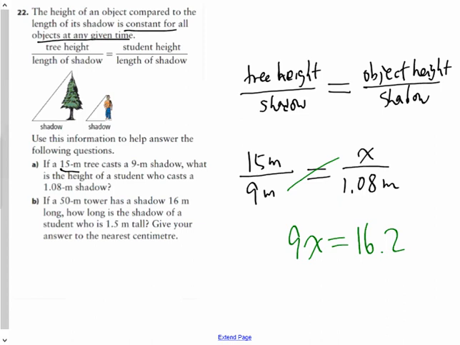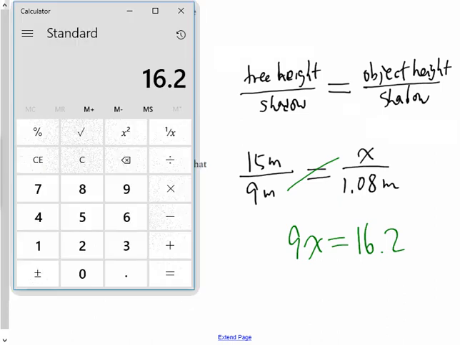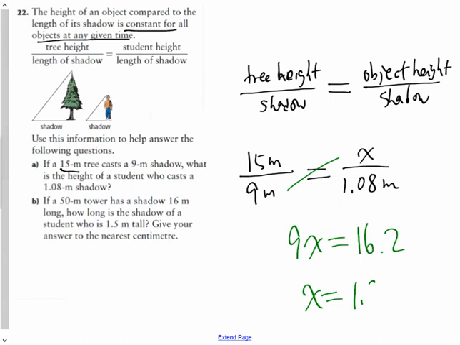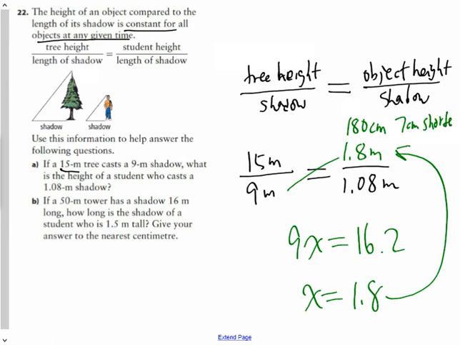In order to find the value of x, what would I have to do to both sides? Divide both sides by 9, or take 16.2 and divide it by 9 to isolate the variable, and I would get that x is equal to 1.8. And therefore the height of that person is 1.8 meters, or 180 centimeters, or 7 centimeters shorter than Mr. Mack, because I'm 187.